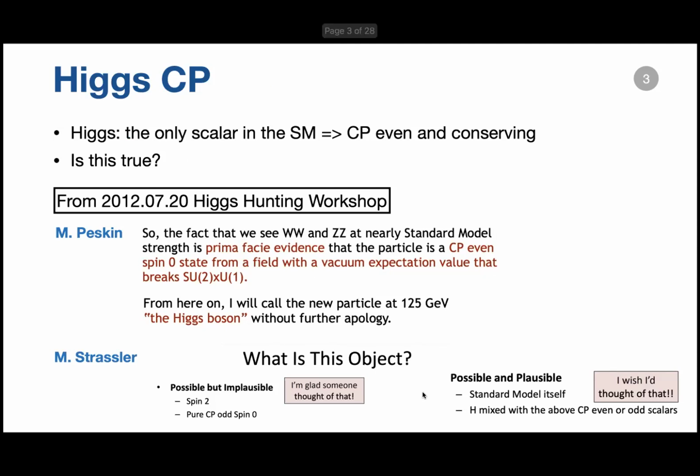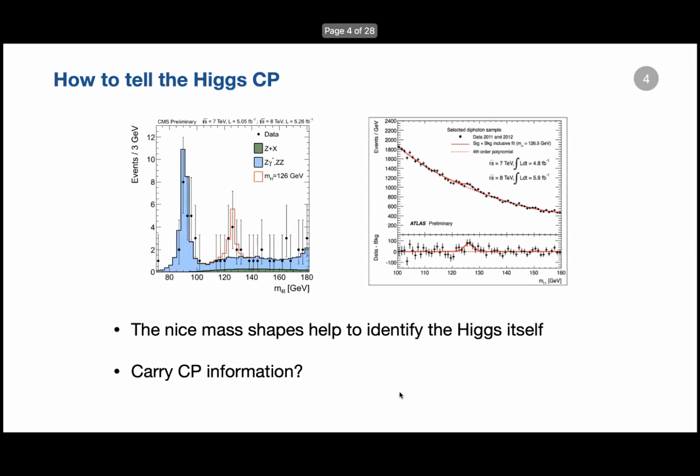But just coming back to the time when they made these guesses, could they really get the CP information of the Higgs just from the information they had at that time? So what did we have at that time? We have 2 nice peaks of the Higgs boson in the Higgs to 4 lepton final state and the Higgs to gamma gamma final state. Both are very nice and clean peaks. And these are the mass peaks that help us to identify the Higgs.